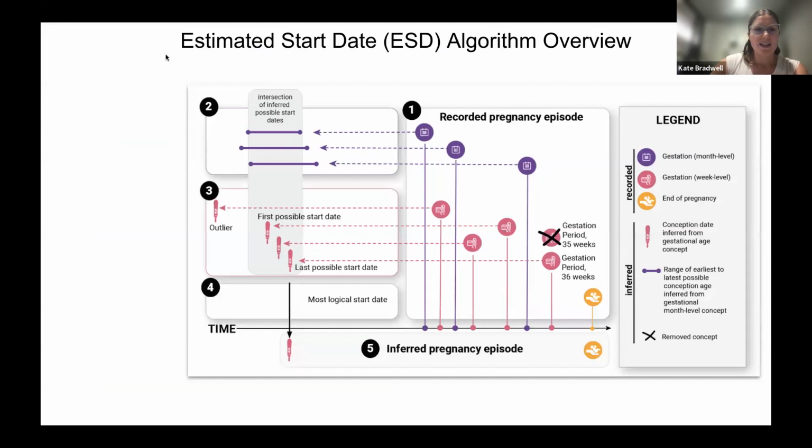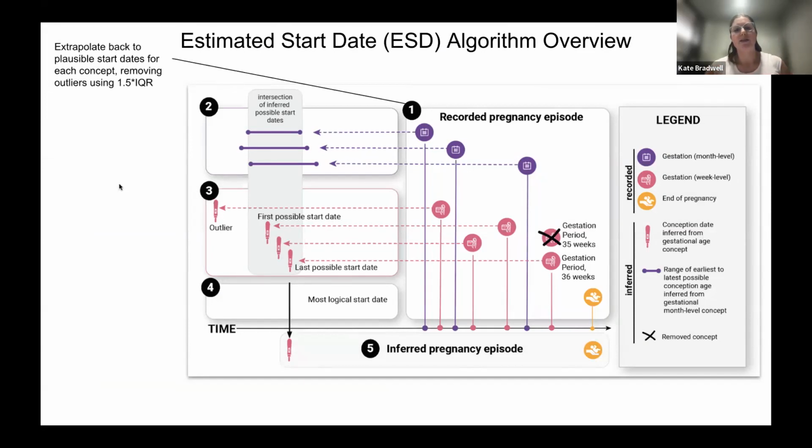So this is shown in this slide, how this estimated start date algorithm works. The first step is to extrapolate back to plausible start dates for each concept. That is performed for point estimate gestational timing concepts, such as gestation period 35-week concepts, and concepts that are potentially occurring over a range during pregnancy. For example, a concept that could potentially occur between month 1 and month 3. And then when you work back, you either have a range of plausible start dates for that concept or a point estimate start date for that concept.